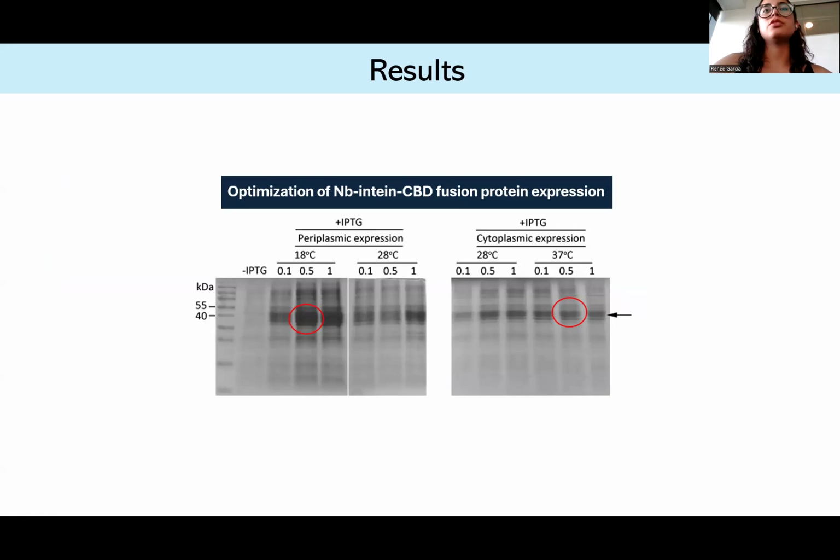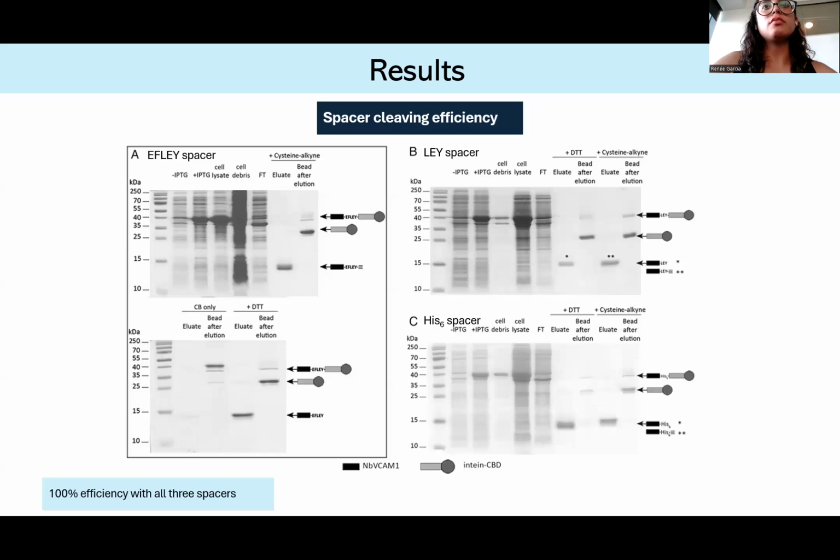So as the first result, what we can see is that the most intense bands, they say to be these ones, which is the one with an IPTG concentration of 0.5 millimolar at 18 degrees Celsius, and also the same concentration of IPTG, but at 37 degrees Celsius for the cytoplasmic expression. So these ones were the ones that they used for further expression tests.